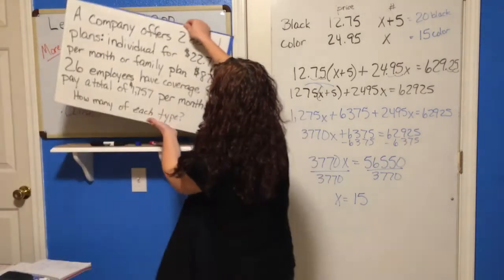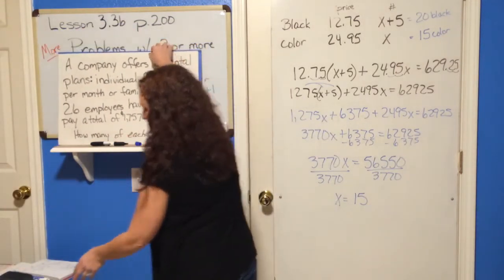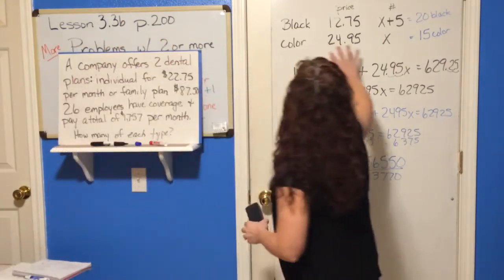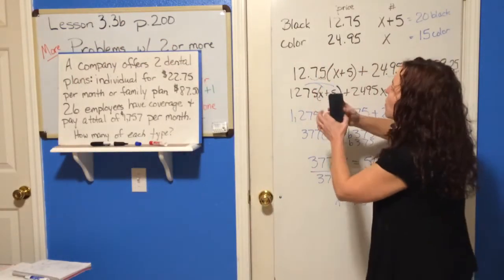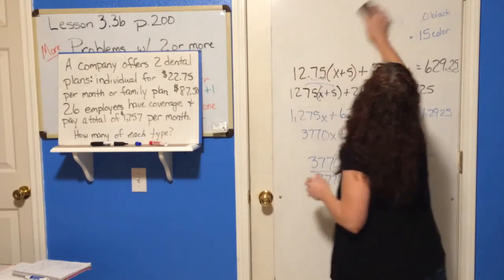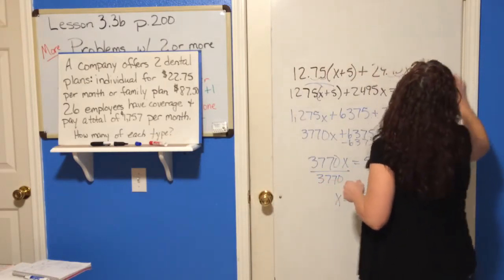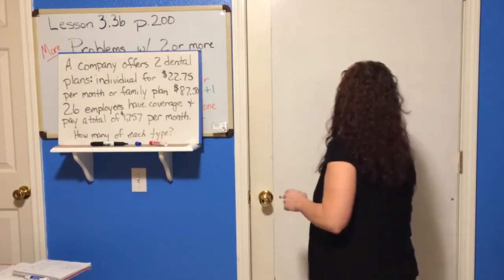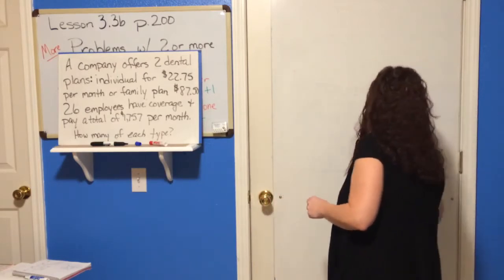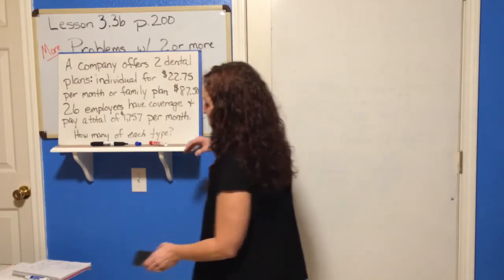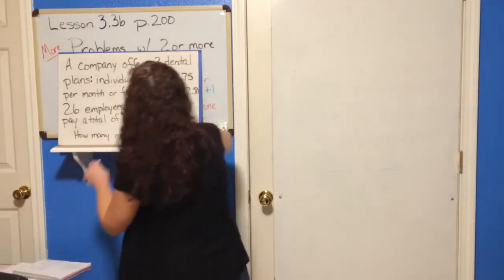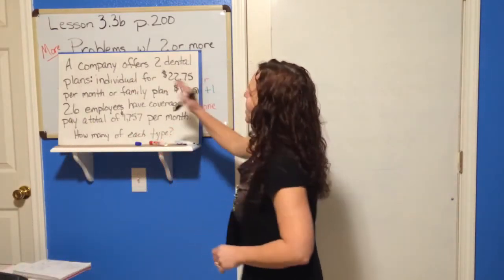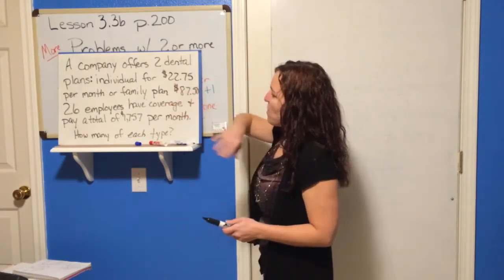Another one where we're going to need a chart. Once we get that chart set up, then we know which parts we can add and multiply. And sometimes in that chart, though, we're going to have to find parts that aren't specifically laid out for us.